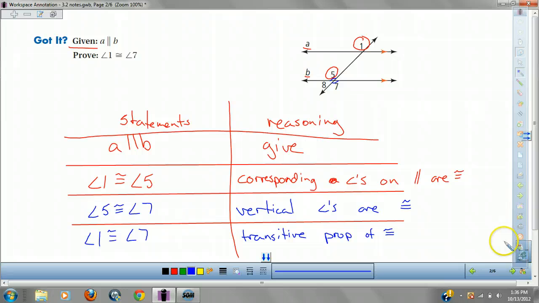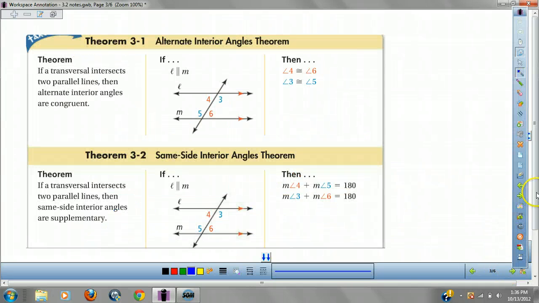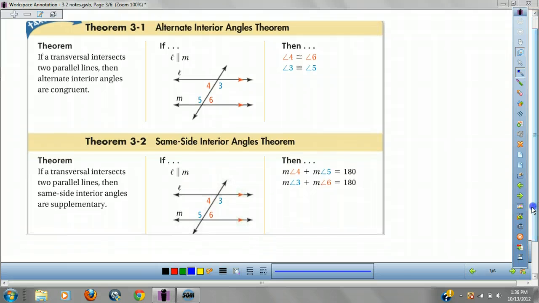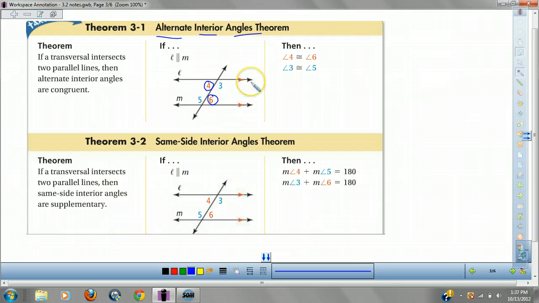Alright, next slide. Look at all these theorems. The first theorem is the alternate interior angles theorem. What that says is if parallel lines are crossed by a transversal, the alternate interior angles are congruent, like 4 and 6.